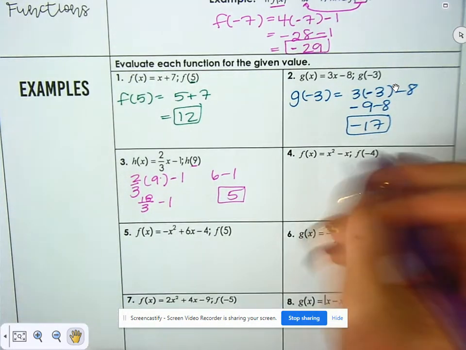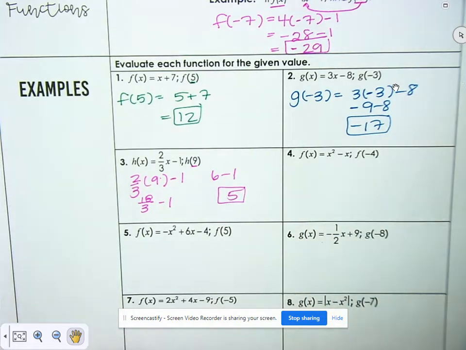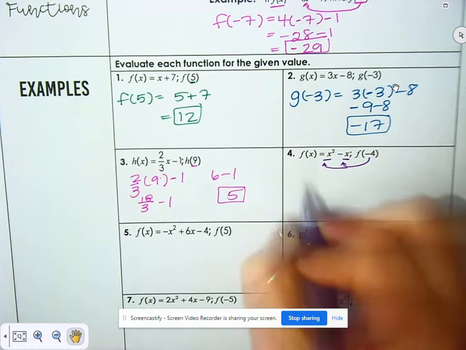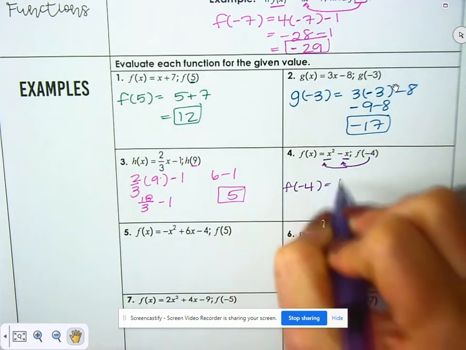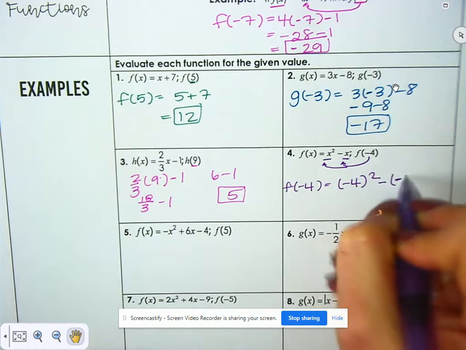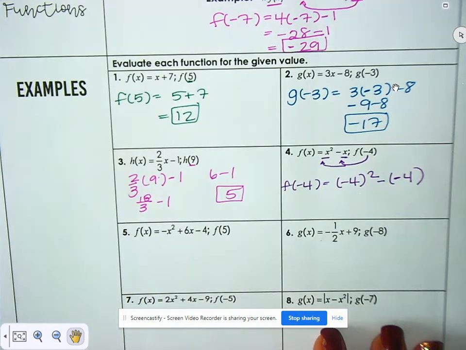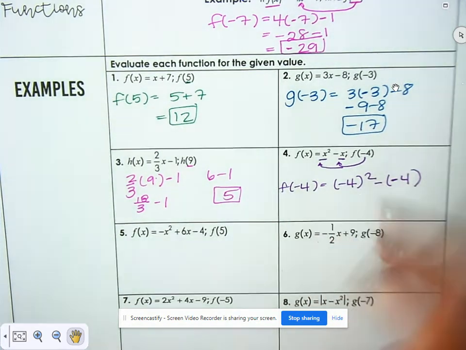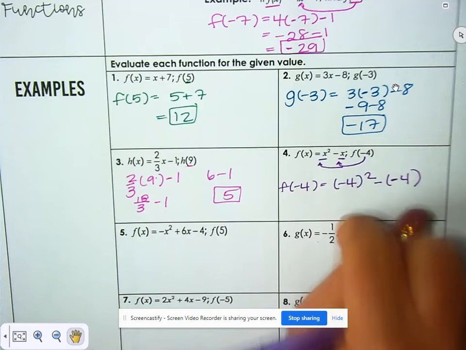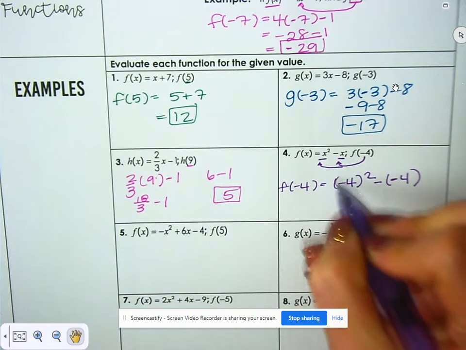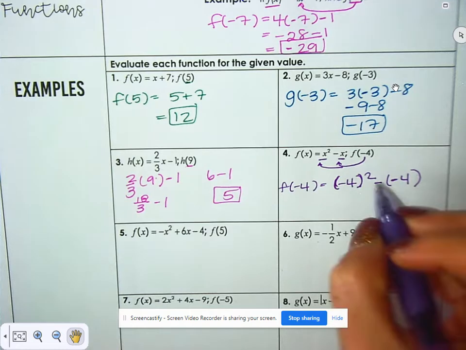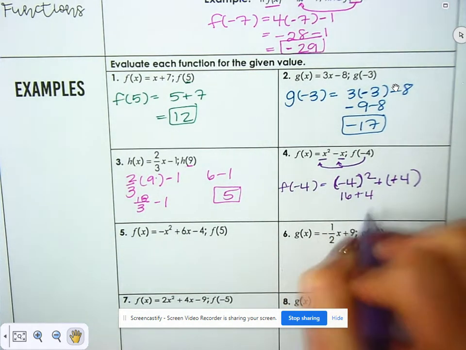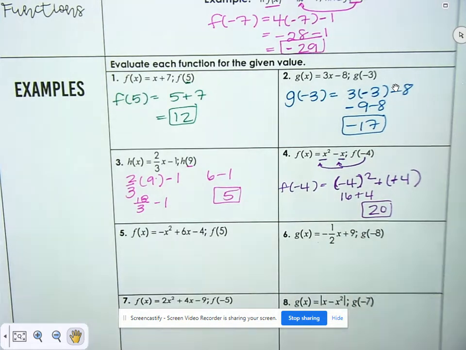Okay. X squared minus x. Now here, there are two x's, one here and one here. So this negative 4 goes in for both of them. Negative 4 squared minus negative 4. Notice I did put it in parentheses because I wanted to see those negatives and what I can do with them. Anytime we square a negative, some of y'all are still struggling with this. When you square a negative, stop listening to the calculator. If you don't put it in parentheses, the calculator is going to give you the wrong answer. Negative 4 squared is positive 16. Those turn to a positive plus 4. So our answer to number 4 is 20.